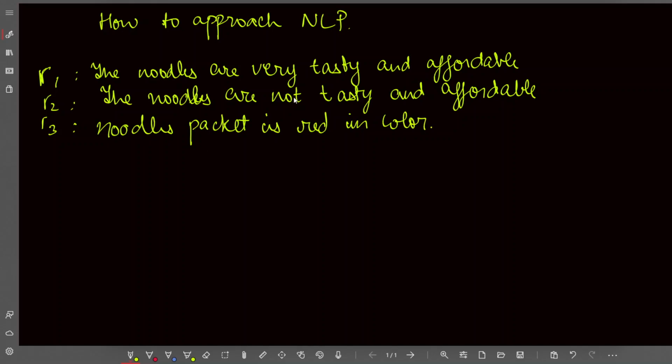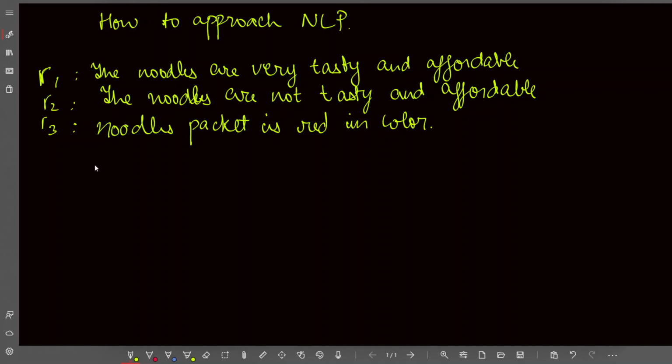For simplicity, I've only taken three reviews right now. But in a real life data set, these reviews can extend to like 100,000 or a million reviews easily. So the thing is, first off, with NLP, what you have to do is somehow find a way to convert this sentence that you have, the noodles are very tasty and affordable, to something that machine learning or deep learning models can understand, so that they can process the sentence and try and find out the sentiment of this review, right? So you have to find a way to convert this into numbers.